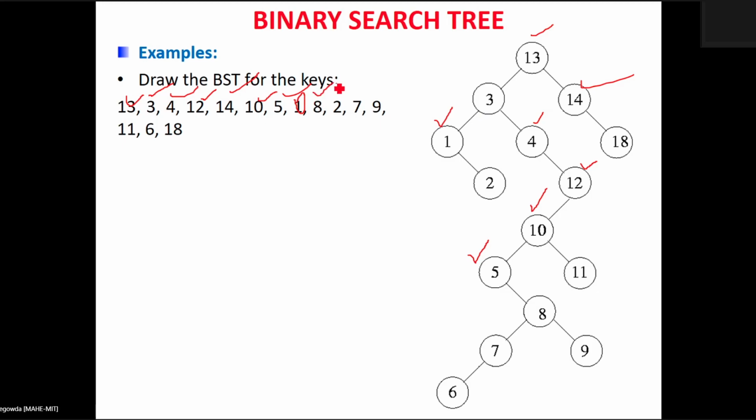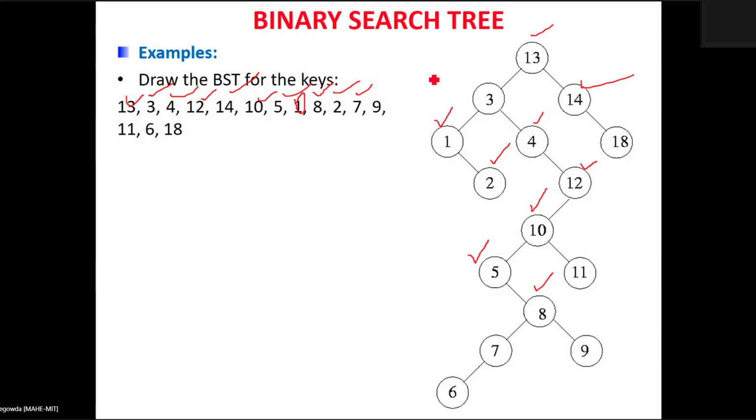Then we have 8, less than 13, greater than 3, greater than 4, less than 12, less than 10, and greater than 5. Then this is going to become the right child of 5. Similarly, 2, less than 13, less than 3, greater than 1. This is the right child of 1.